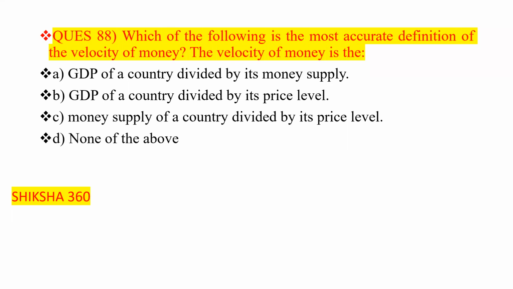So what is the velocity of money? I have already discussed that it is nominal GDP upon money supply. So option A is the answer. Here it is price level, no, this is not it. So option A is the answer: GDP of a country divided by its money supply.